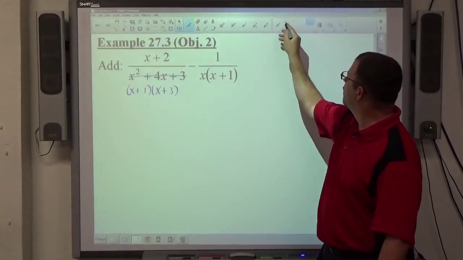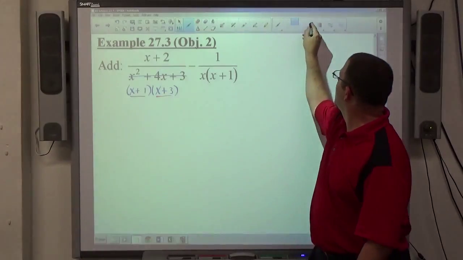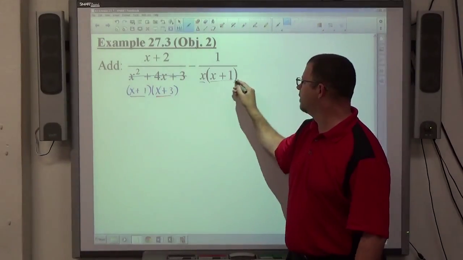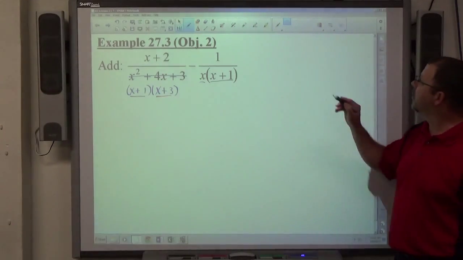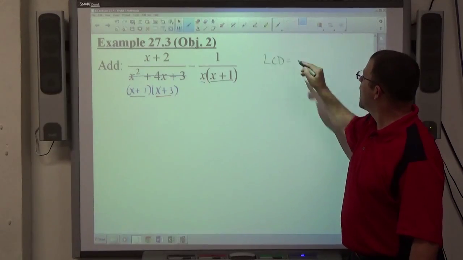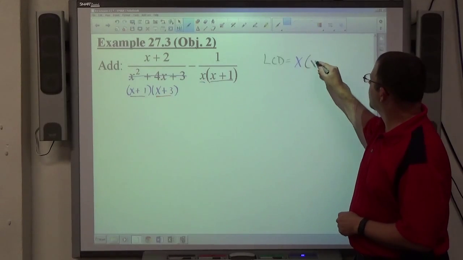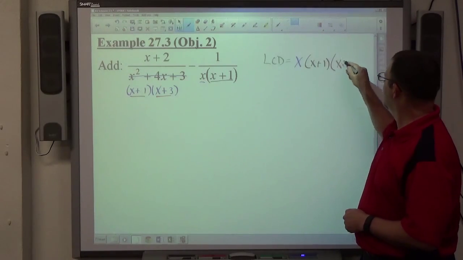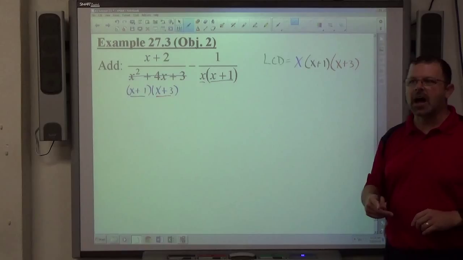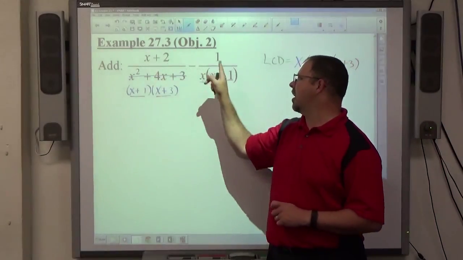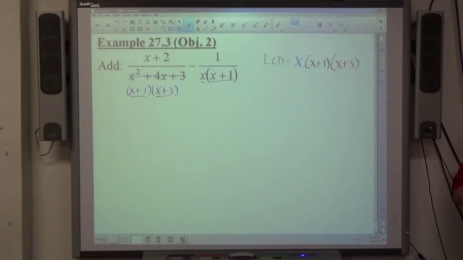Okay, if we take a look at the factors in this problem, we have x plus 1, we have x plus 3, we have x, and notice we have x plus 1 again. This x plus 1 and that x plus 1 are exactly the same x plus 1. So when we go for the least common denominator here, LCD equals, I write every different type of factor that occurs: x occurs, x plus 1 occurs, and x plus 3 occurs. I'm not going to write x plus 1 twice. I'm only going to write it once. And I take the highest power that occurs. This is x plus 1 to the first, x plus 1 to the first. The highest power is the first. So x plus 1 has to be written down one time, even though it happens multiple times.